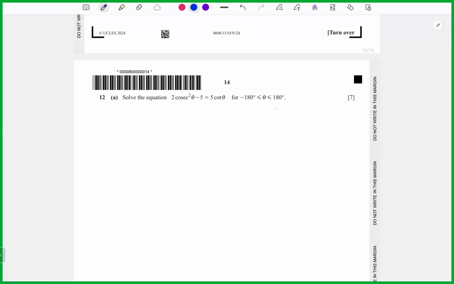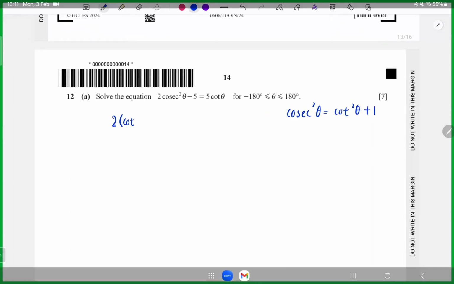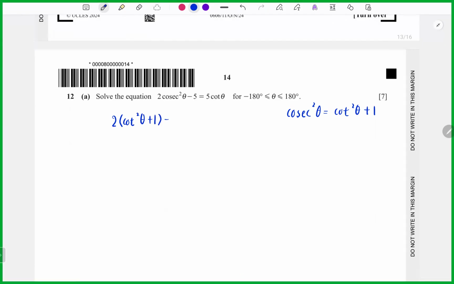So cosec squared equals to cot squared plus 1. So I can take 2 brackets with cot squared plus 1 minus 5 equals to 5 cos. Okay, so 2 cos squared plus 2 minus 5 equals to 5 cos. 2 cos squared minus 5 cos minus 2 equals to 0.